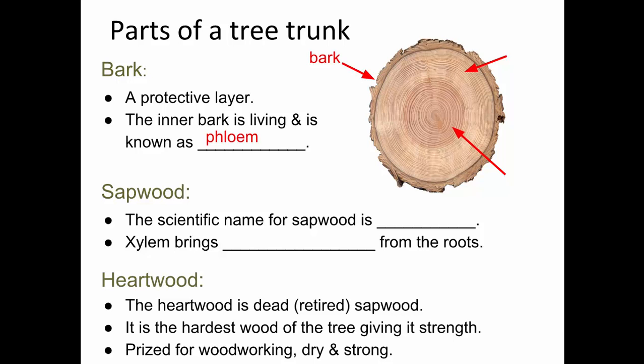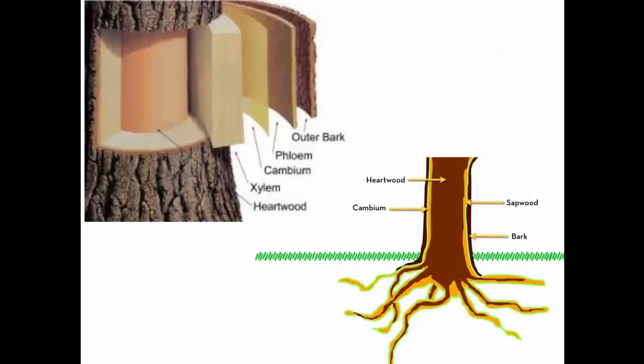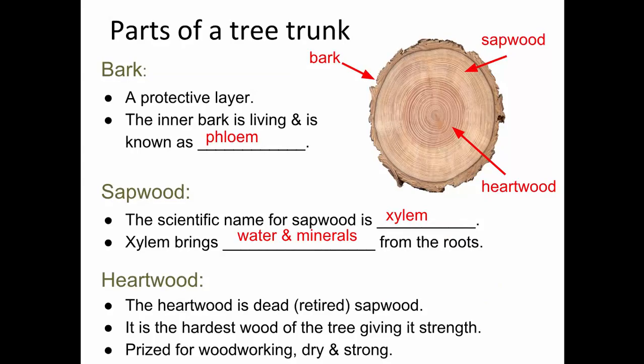The inner layer of the bark is actually living. The outer layer is not. That inner layer is the phloem. And then the xylem is the next layer in. It helps to bring material from the roots up to the leaves and the other parts of the plant. At the center of the wood is something called the heartwood. The heartwood is basically the xylem and phloem that's no longer functioning. It has done its job.